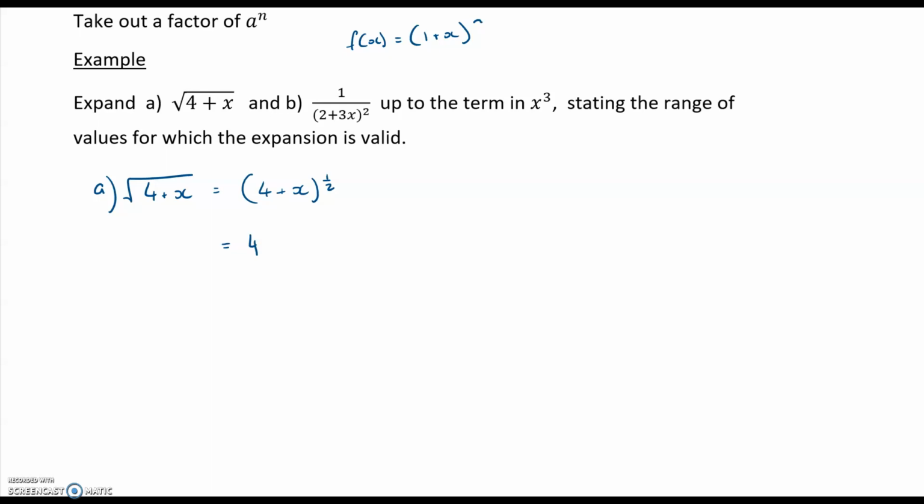Actually, I might do this in 2 steps, just so you can see that a bit better. So I'm going to take out the 4 as a factor, and then I'm going to be left with 1 plus x on 4, because I've divided that through by 4, all to the power of a half. Now I can see there that I haven't taken that 4 out from the root, so that's still the power of half. So 4 to the power of a half, well, that's square root of 4, which is 2, so we end up with 2, 1 plus x on 4 to the power of a half. There we go.